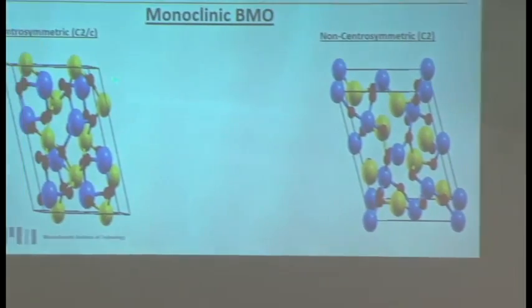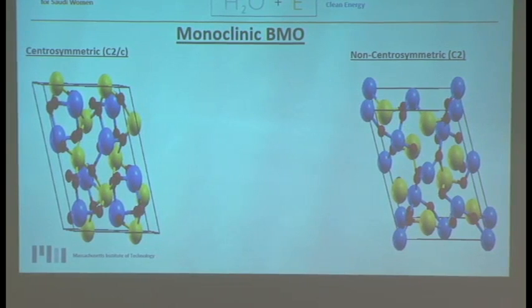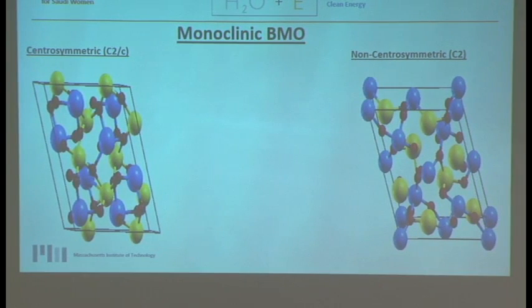So this makes this structure with this symmetry a polarized structure. While the centrosymmetric C2/c, which has been recently proposed, has no polarization. This is because one of the symmetry operations of this structure is inversion, which means that for every bismuth atom with x, y, and z coordinates, you will find another atom with minus x, minus y, minus z. And this will cancel the polarization in all directions.